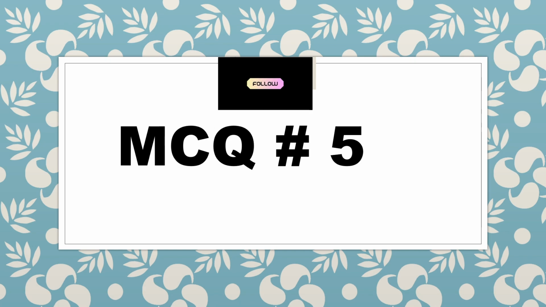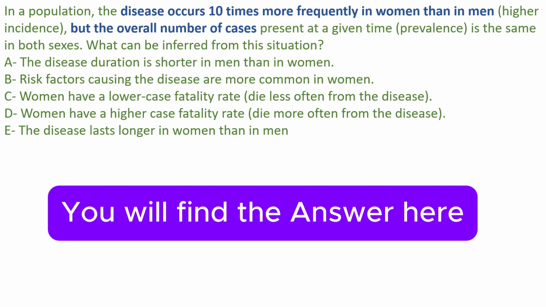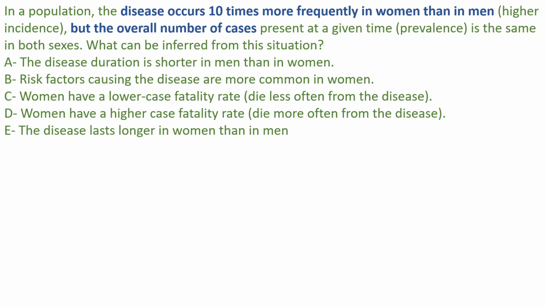Multiple choice question number 5. In a population, the disease occurs 10 times more frequently in women than in men, higher incidence, but the overall number of cases present at a given time, prevalence, is the same in both sexes. What can be inferred from this situation?